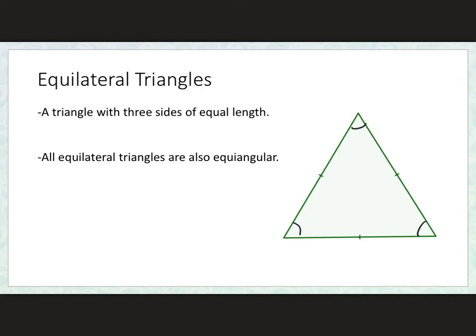Since there are 180 degrees inside of a triangle, and all three angles are the same, each angle will be 180 divided by 3, which is 60 degrees. So every equilateral triangle has three 60-degree angles inside of it.